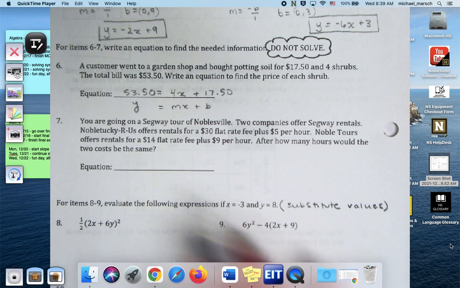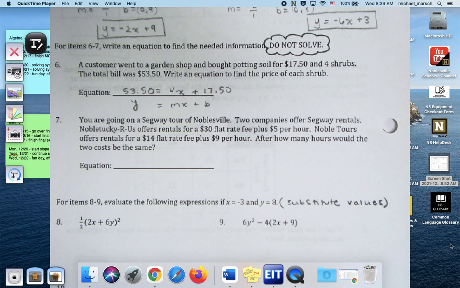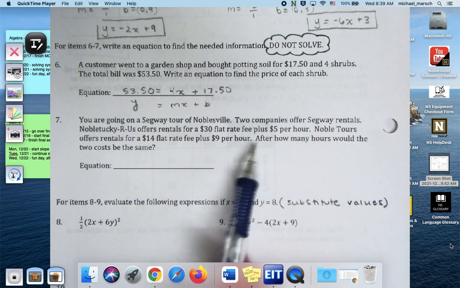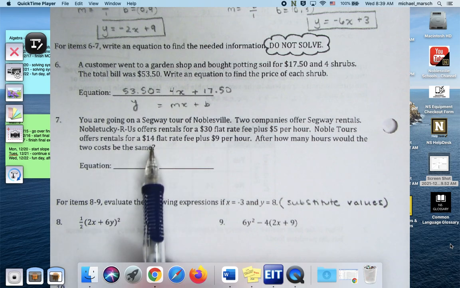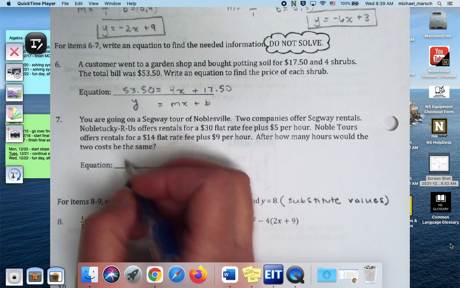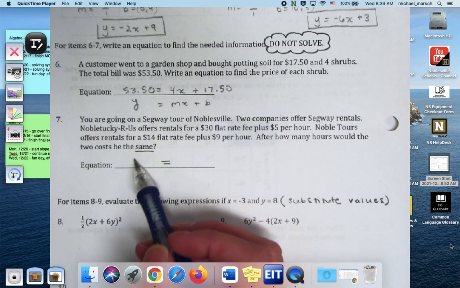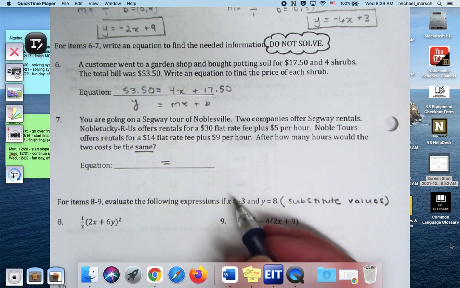Then we have a segue. We have 2 Segway companies. One is $30 plus $5 per hour. The other one is $14 plus $9 an hour. When will they cost the same amount? So this is when we're going to do, that word same tells me I'm going to have 2 things equal to each other.